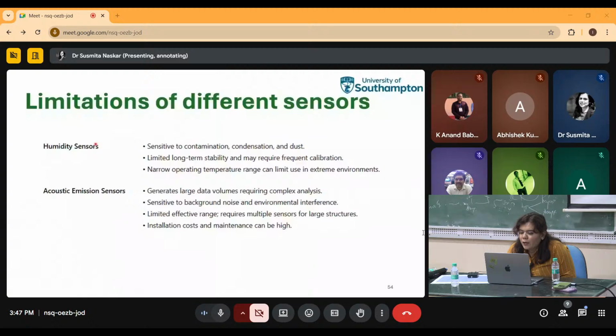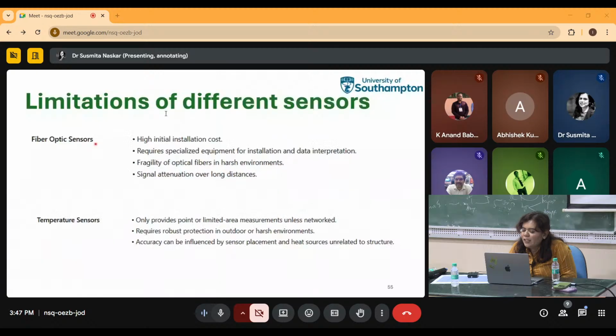So fiber optic sensors often have a very high initial installation cost, which can be a barrier when we talk about large scale projects, right? They also require specialized equipment for installation, for interrogation, and for interpreting the data. Once you have the data, you also need specialized software to understand it. And the fragility of the optical fiber in harsh or physically demanding environments can lead to damage or failure.